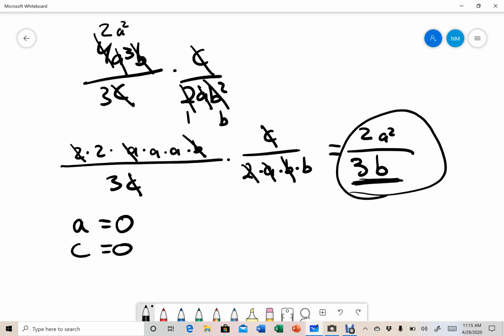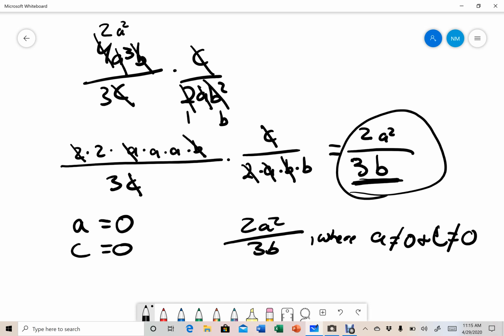So my answer in this case is 2a squared over 3b where a does not equal 0 and c does not equal 0. Okay, so here's my answer. All right, a is excluded because a was canceled out and not found in my final denominator. And c is equal to 0 because c was canceled out and not found in my final denominator. Okay, so hopefully we understand the difference there in that case.